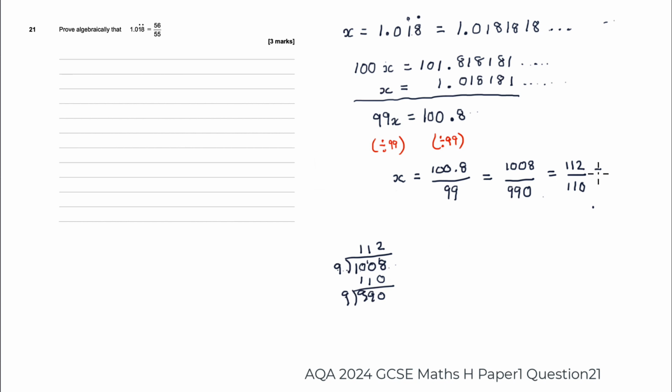And because these are both even numbers, there's still a factor of 2 that can cancel. And so a half of 112 would be 56. And a half of 110 would be 55. So we've managed to prove that this repeating decimal is equal to 56 over 55.